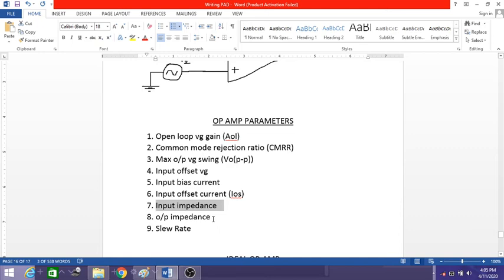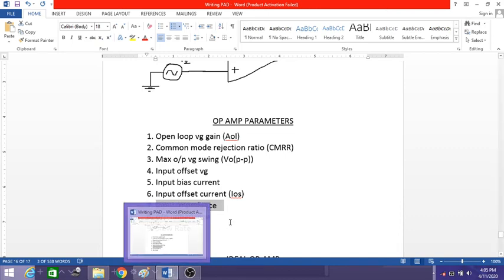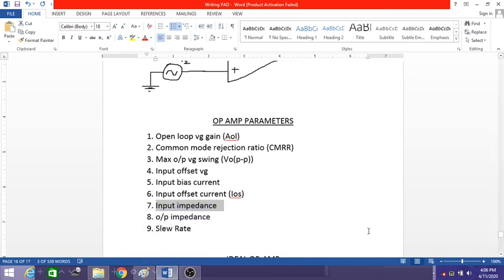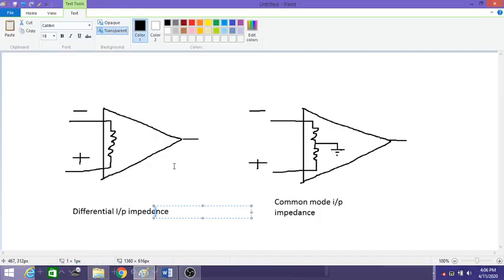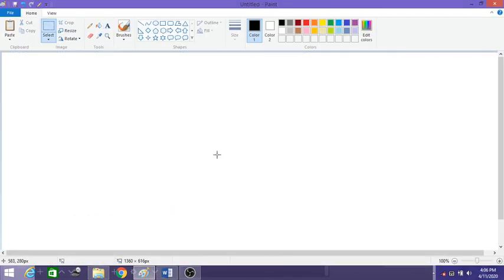Now let us talk about the output impedance. Ideally the output impedance is supposed to be 0, but in practice it will be a very small value. That is the output impedance. And next we'll talk about the slew rate. Slew rate is the maximum rate of change of output voltage in response to a step input voltage. We can get it from a simple voltage follower circuit.